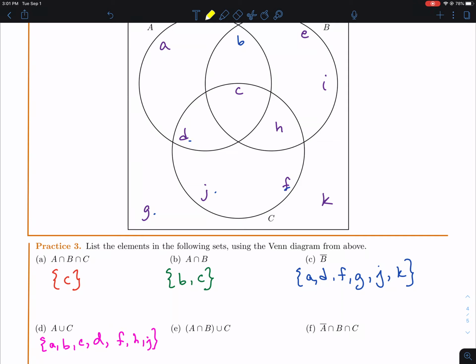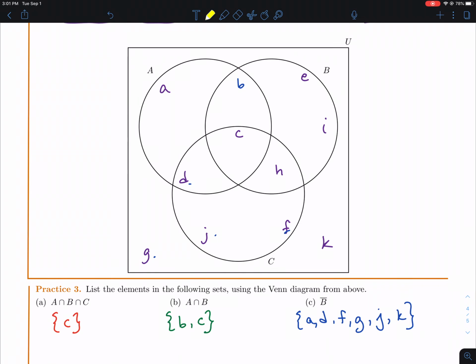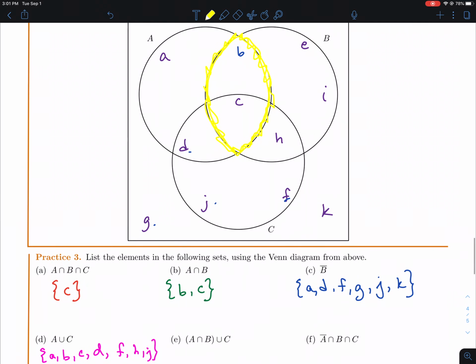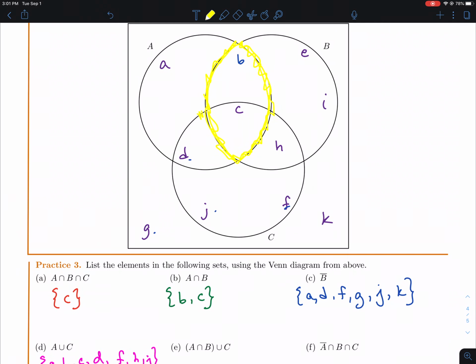So A intersect B is just going to be the part that A and B have in common. We did that above. We saw that that was just B and C. So in this case, here's what the intersection of A and B looks like, which again we saw before. But now what we're going to do is union C. So we're going to add C to this. That means I want to shade the outside of C also, so we can include that. Anything that's in that yellow is going to be part of A intersect B union C.